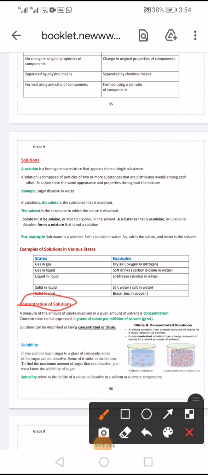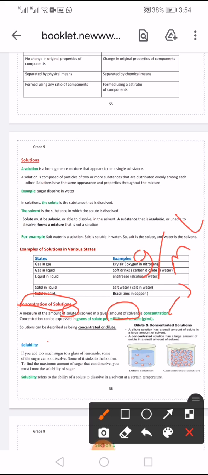Concentration of a solution is a measure of the amount of solute, like salt or sugar, dissolved in an amount of solvent, like water. This is called concentration. The unit of concentration will be gram per milliliter: the amount of solute dissolved in the amount of water, which is the solvent.